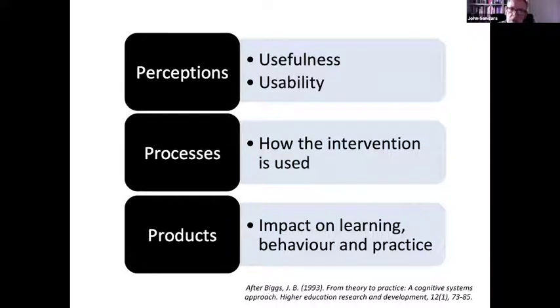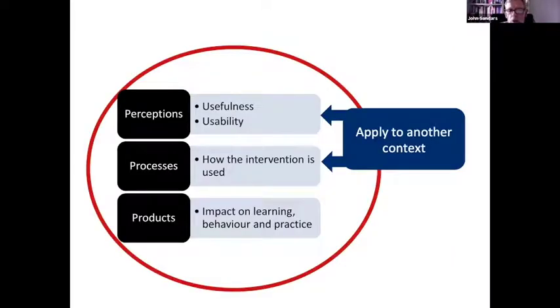Often the perceptions, the usefulness are measured, and often the products are measured. What is the impact on learning? But often impact on behavior. What do they actually do differently? And their actual practice is less really measured. And I suggest that good quality research, including educational design research, requires all these factors. Because usefulness and usability and how the intervention is used is essential if research is to be applied to another context.